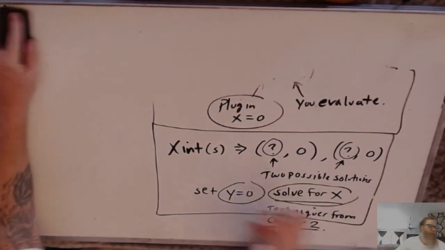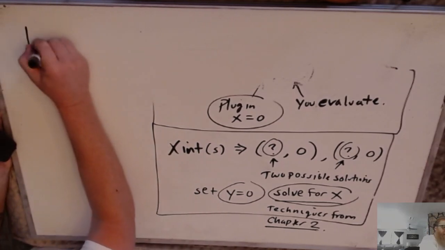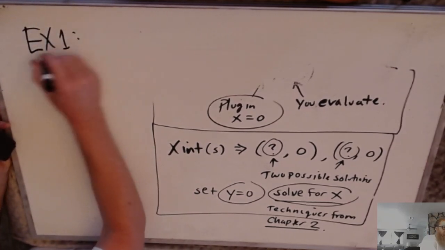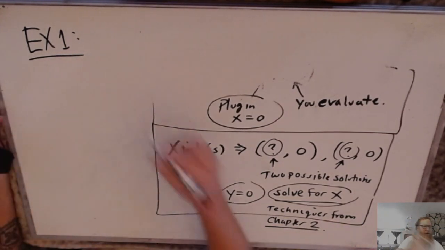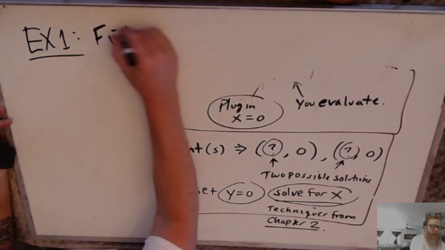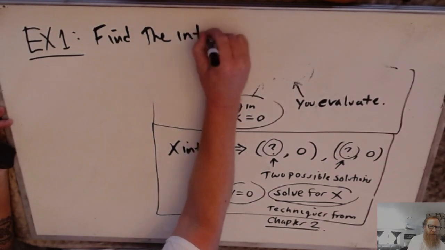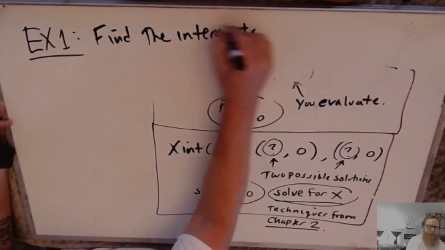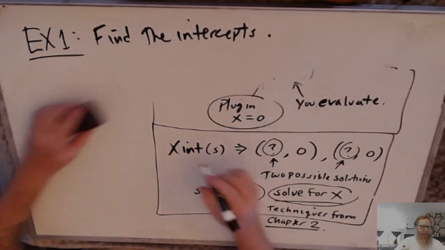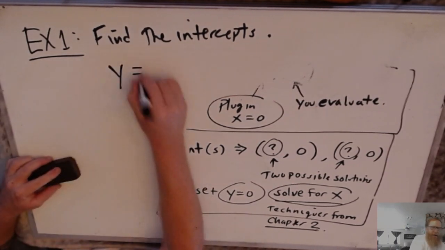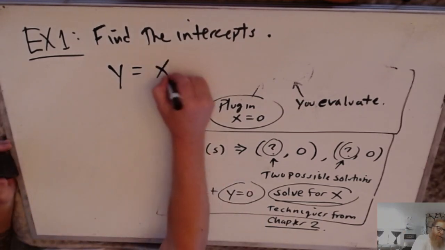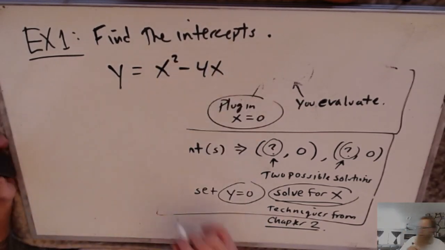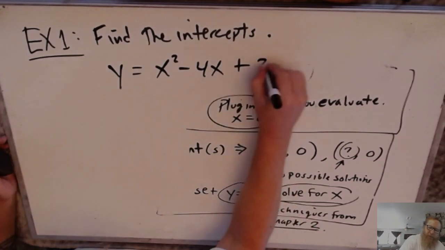Let me just do a couple more examples before the weekend so you'll be all ready for the test on Monday. Okay. All right, so let's go ahead and do one. Find the intercepts. So we have y equals x squared minus 4x plus 3.